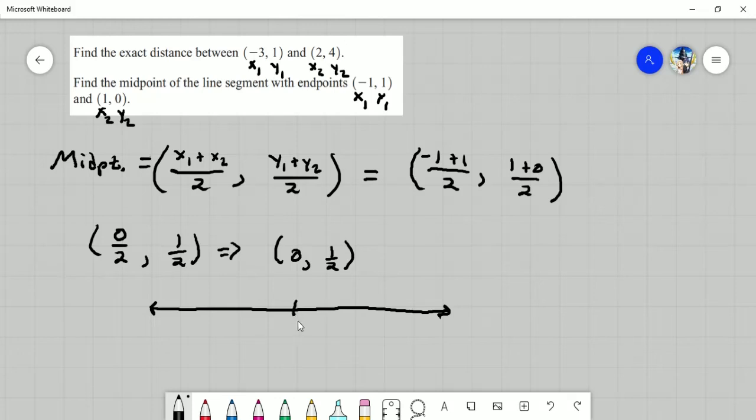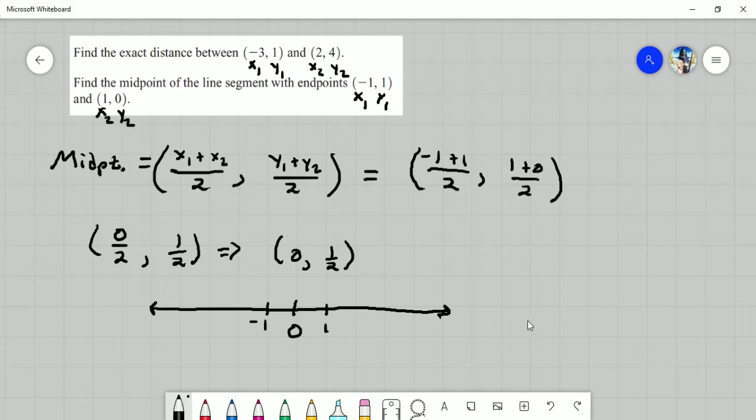So let's say this is my 0 line here. So this is my regular number line. I'm just doing the x values here. So the endpoints, (-1, 1) and (1, 0), the x values on those are -1 and 1. So -1 is here and 1 is here. So the point that is directly in the middle of -1 and 1 is 0. That is correct.